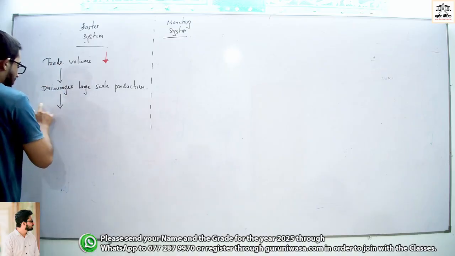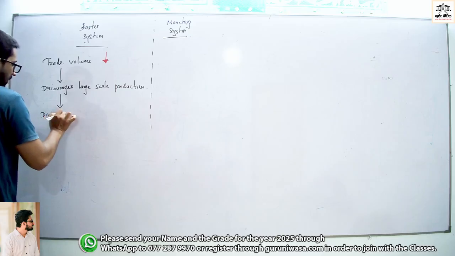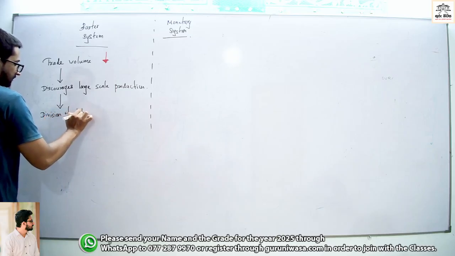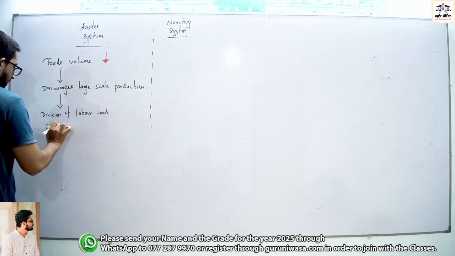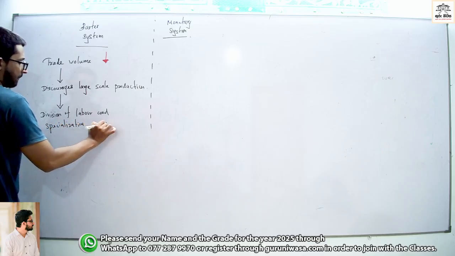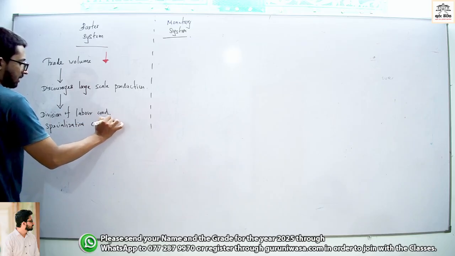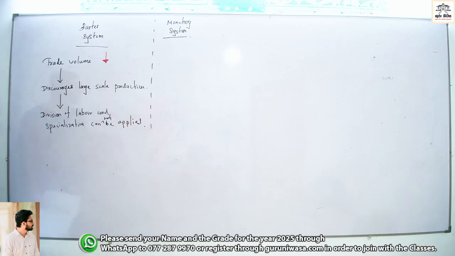If there's no large scale production, division of labor and specialization cannot be applied. Cannot be applied means the production process does not become effective. It's not productive, so it's not good for economic growth.